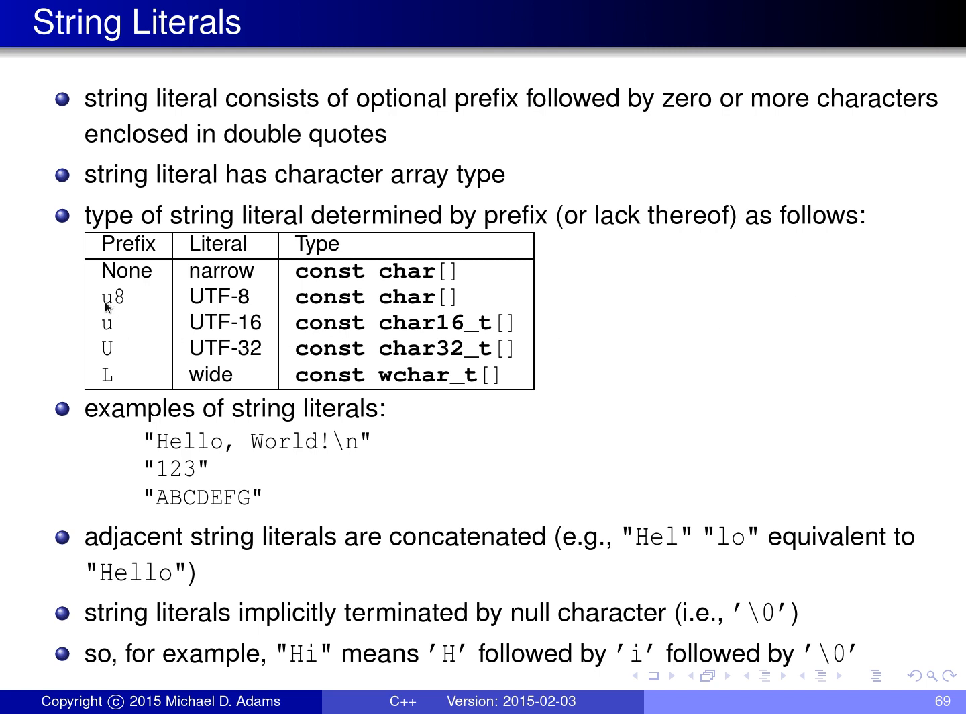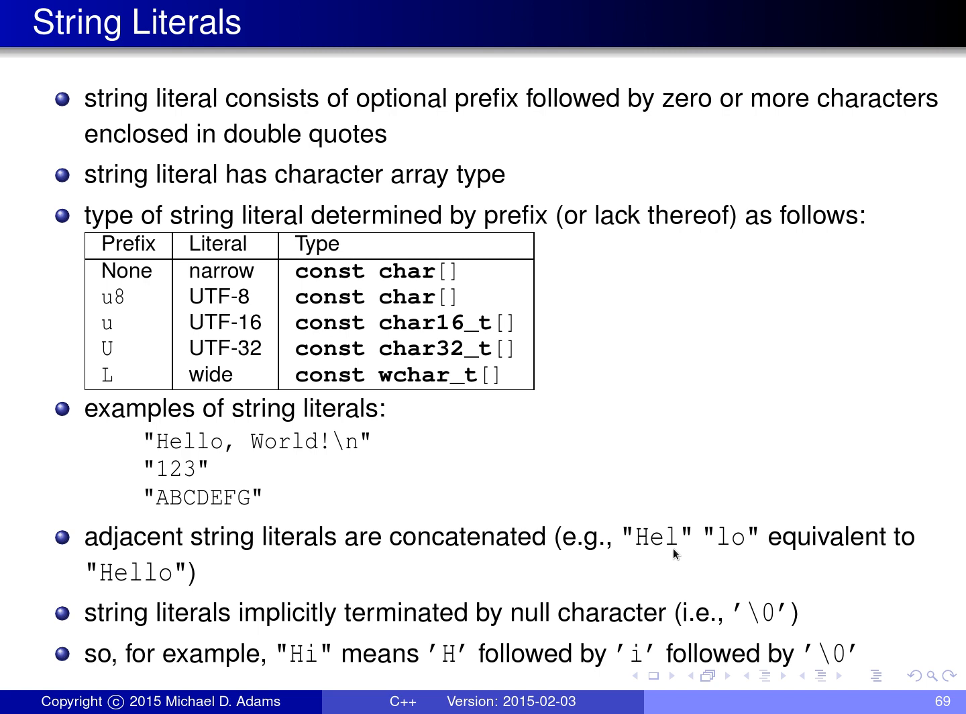For example, you can use a prefix of u8, u, capital U, or capital L, and these affect the type in the language of the string literal. Most commonly, people use no prefix at all, in which case it's just an array of characters, array of char. So for example, these string literals here are all just arrays of char, because there's no prefix in front of the double quote indicating otherwise.